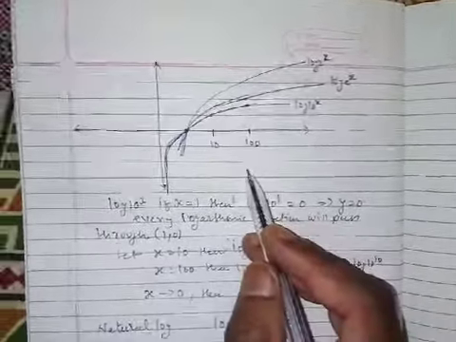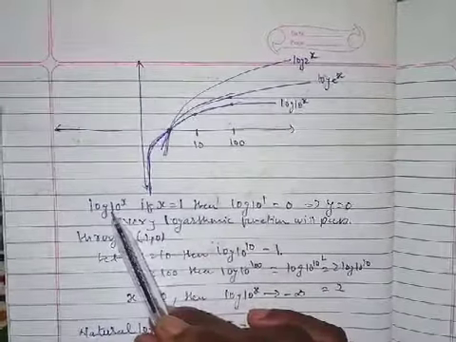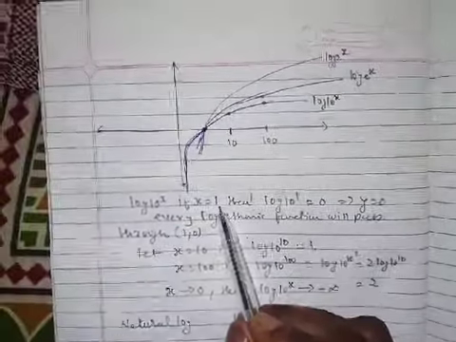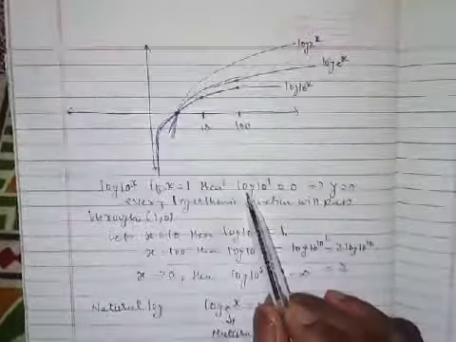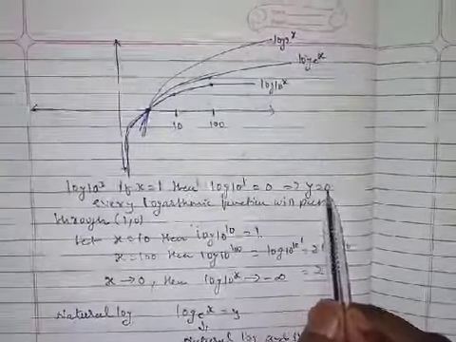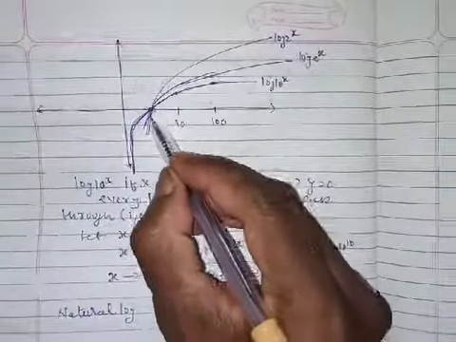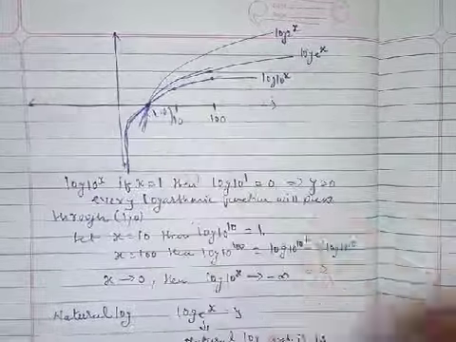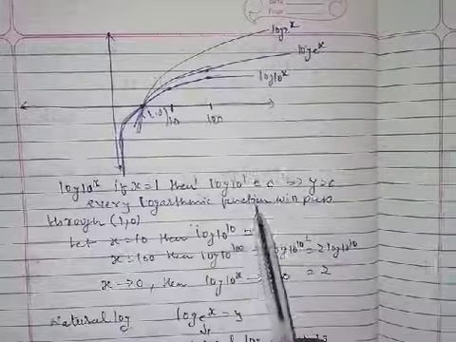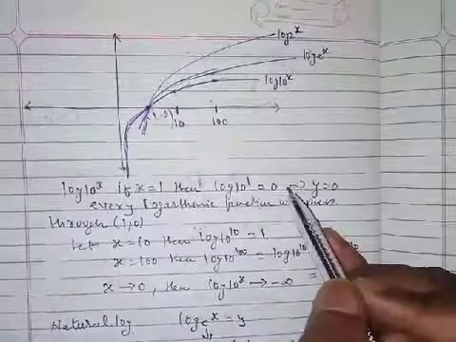Suppose you take it first as log base 10 of x. If x is 1, then we get log base 10 of 1, which is 0, so y is equal to 0. So where is the point? The point is here, (1, 0). So every logarithmic function will always pass through (1, 0).